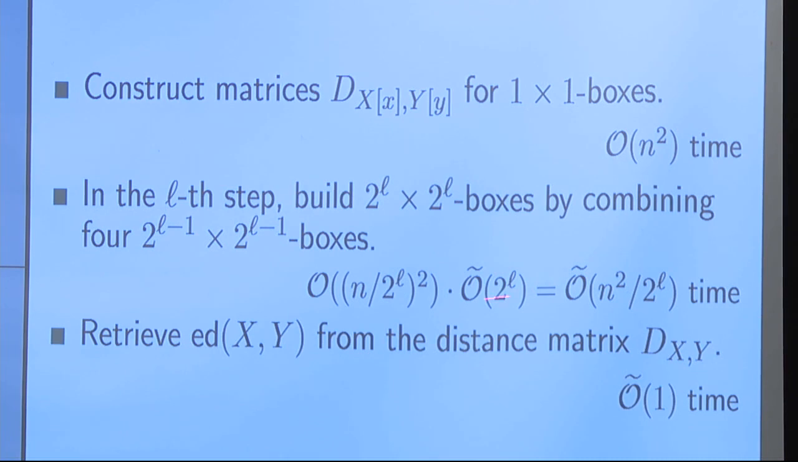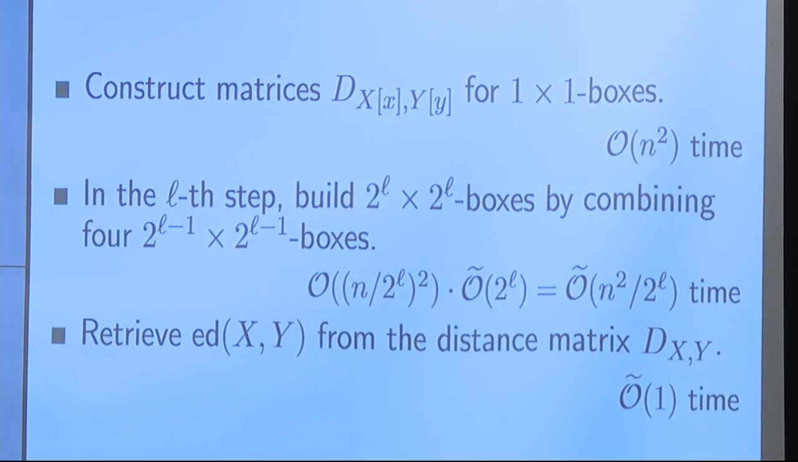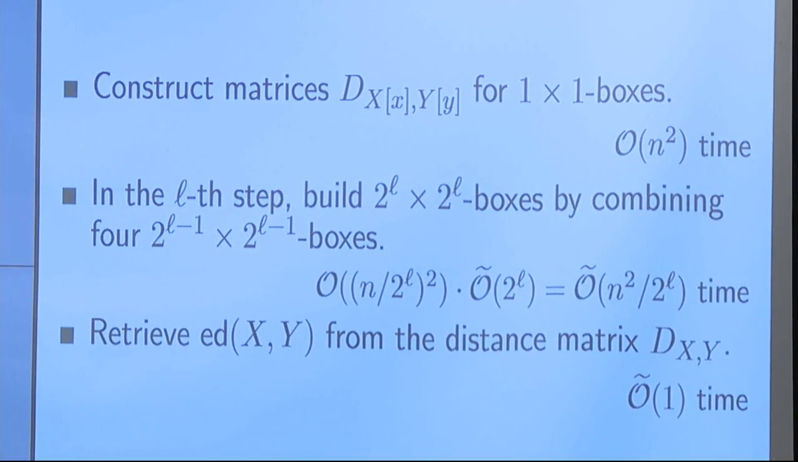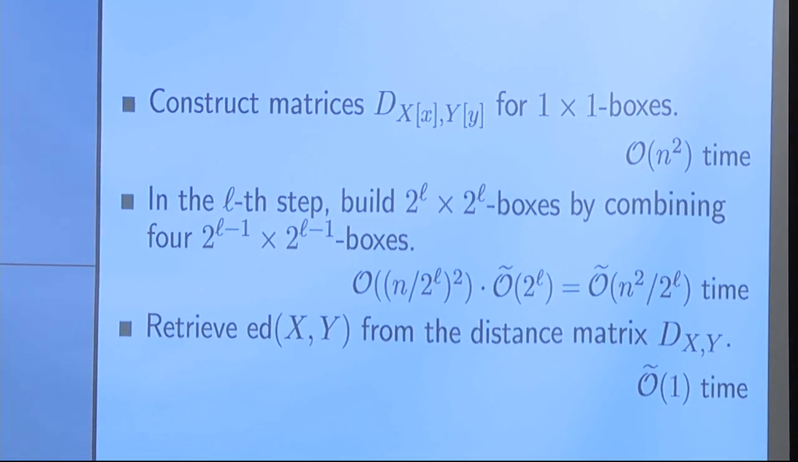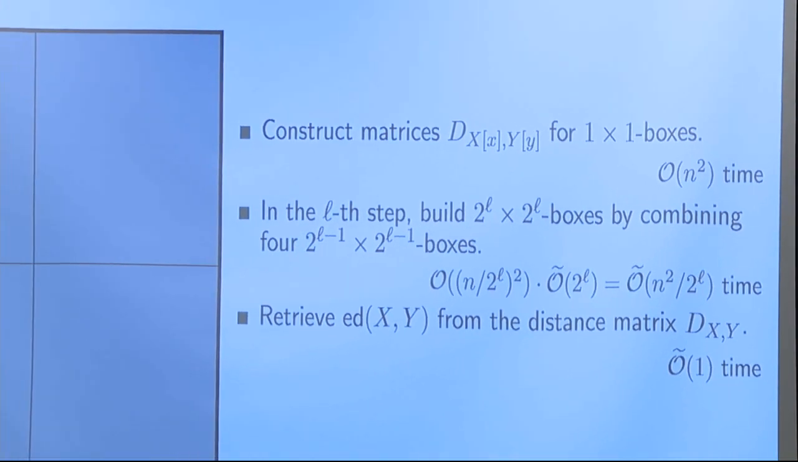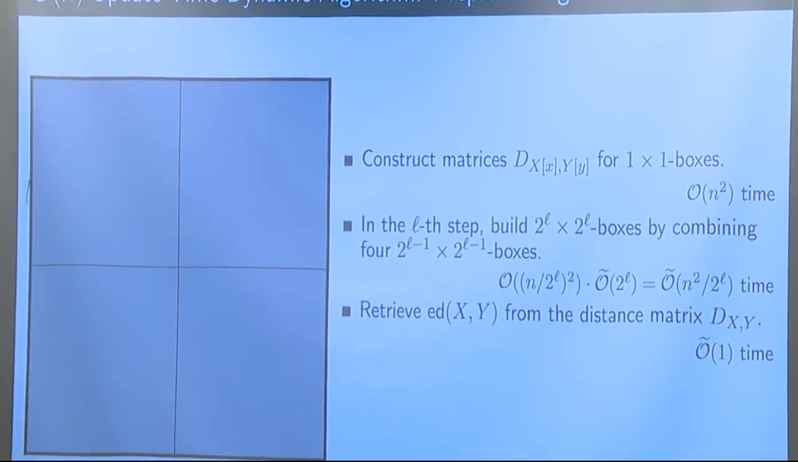So for every level in this algorithm, we pay n squared over 2 to the L time in total. And throughout the levels, this is some geometric progression, so we get n squared again. So that's how the preprocessing of the dynamic algorithm will work. And now we have all these distance matrices for boxes of various levels in the hierarchy.